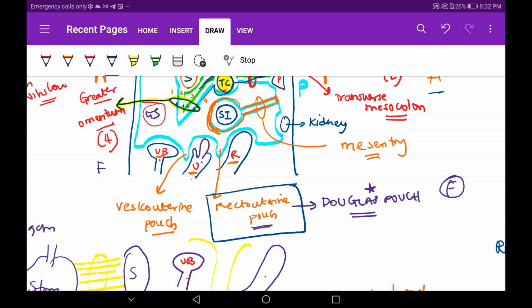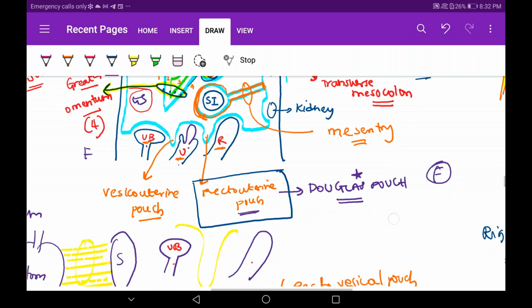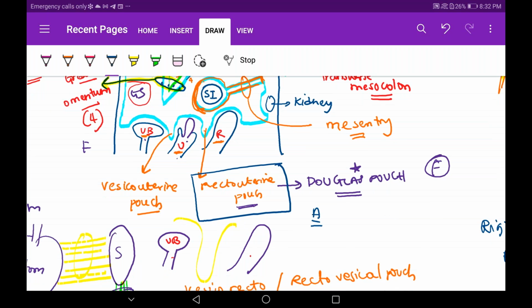Now, in the Douglas pouch, it's a very important VSAQ. You can see within the diagram itself, what are the boundaries? What is the anterior border? It is the uterus, as you can see. What is the posterior border, my friends? Posterior boundary, it is the rectum, as you can see in the diagram. And I don't think superior and inferior are given in the notes, let me just check. Yeah, I think they've not given.